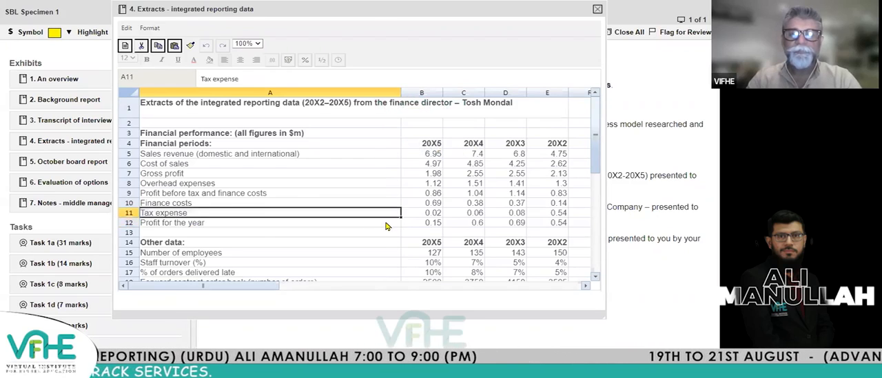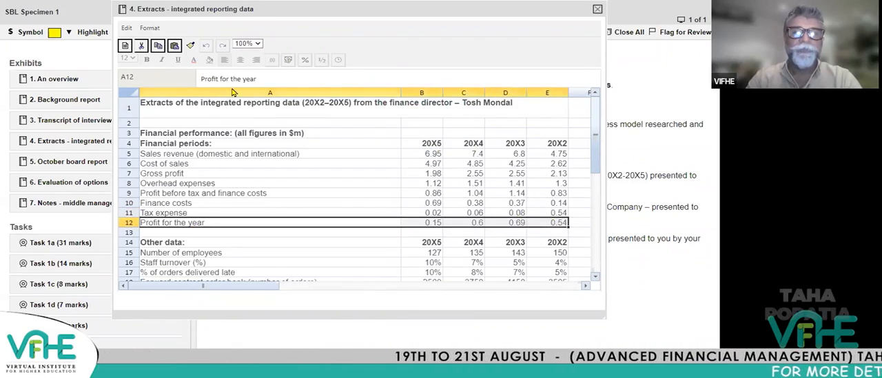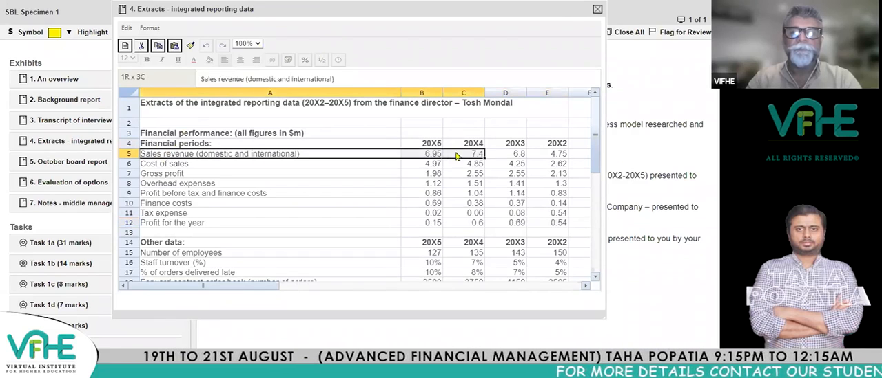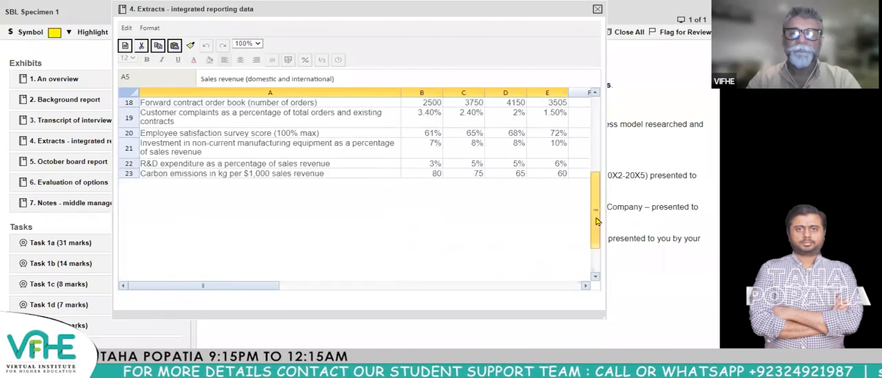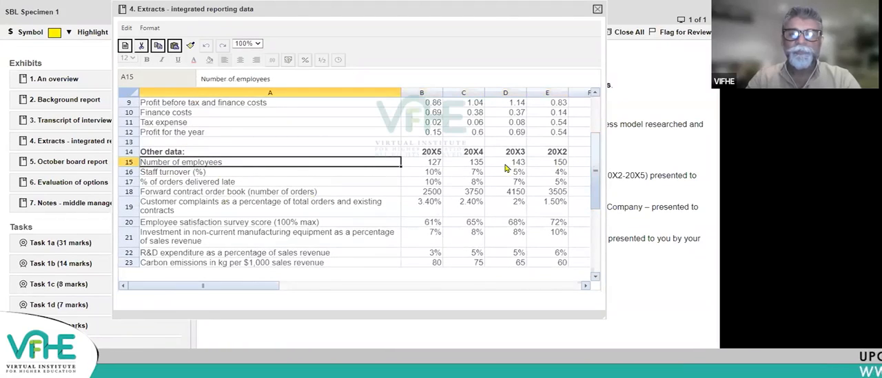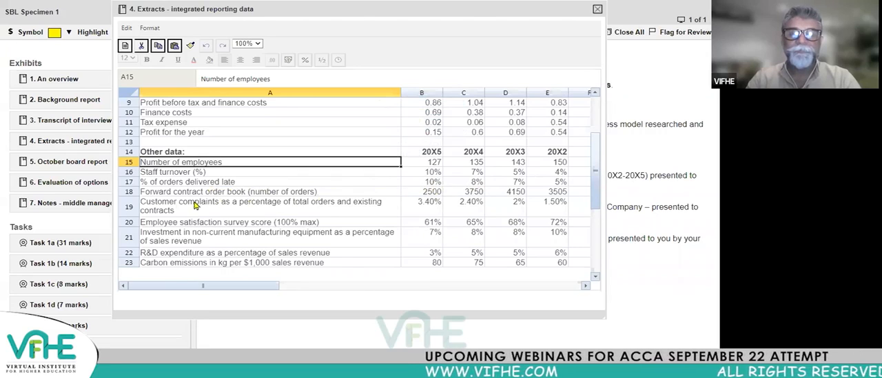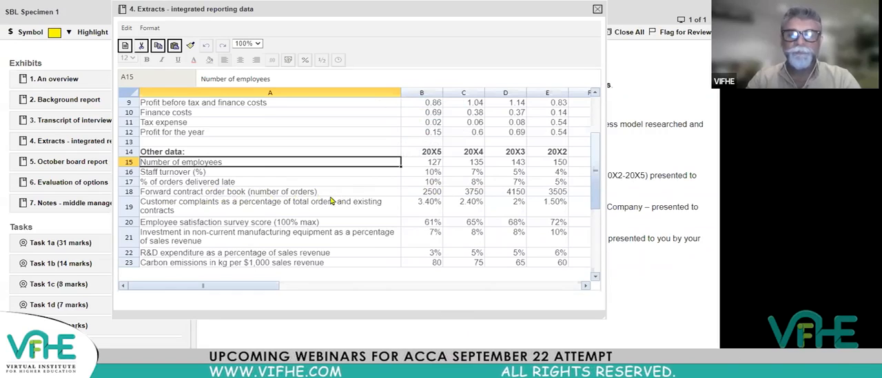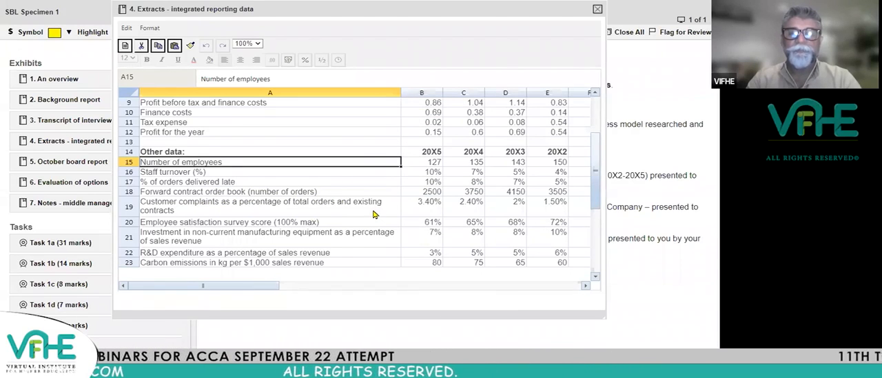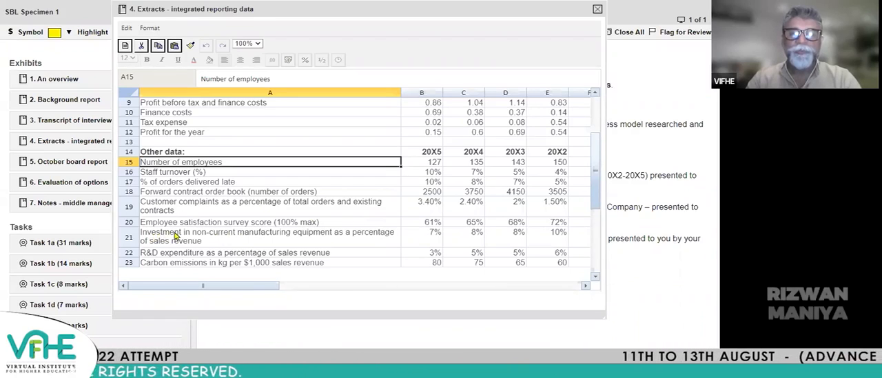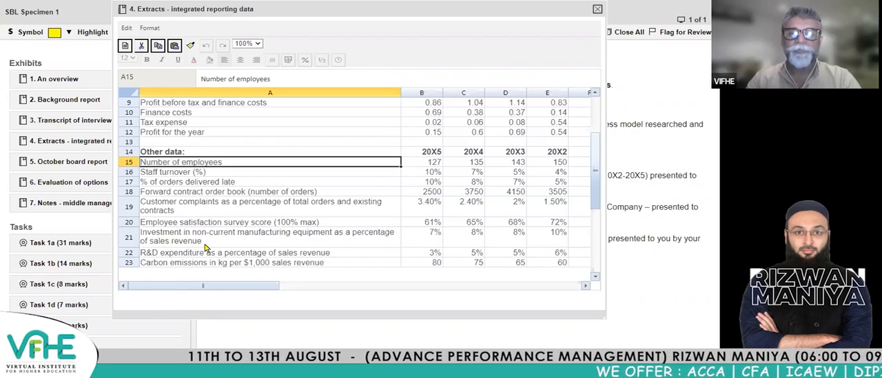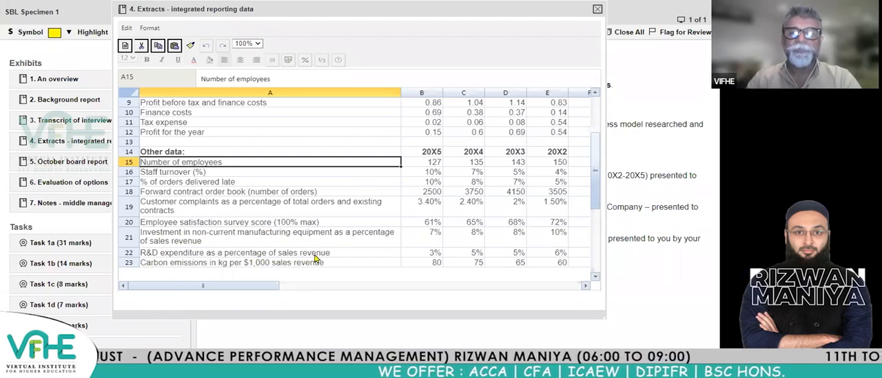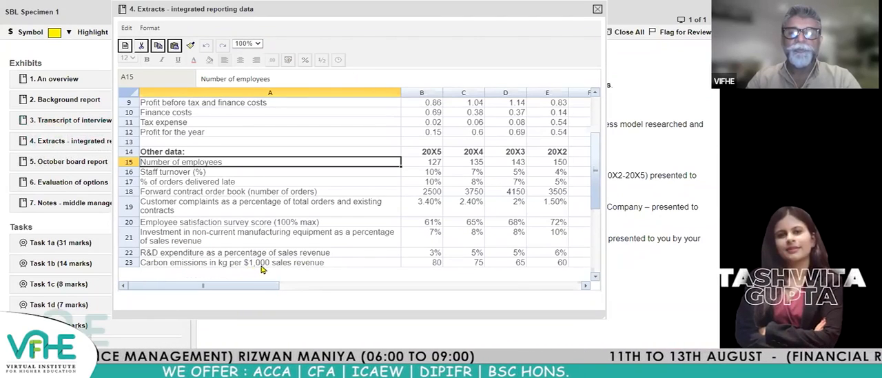I think for me as a CFO, this bottom line is very important, and the top line. What other data is given? Number of employees, staff turnover percentage, number of orders delivered late, forward contract order book, number of orders, customer complaints as a percentage of total orders and existing contracts, employee satisfaction survey, investment in non-current manufacturing equipment as a percentage of sales revenue, R&D expenditure as a percentage of sales revenue, carbon emission in kg per 1,000 sales revenue.